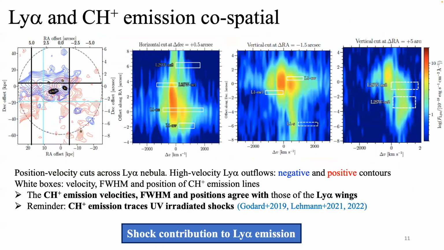We have also computed different position velocity cuts along the Lyman alpha nebula, and as you see in this plot, I show the red and blue wings of Lyman alpha outflows. These white boxes represent the line width of the CH+ emissions that we have cut with these position velocity cuts at the position of each of the CH+ emitting structures and at each velocity.